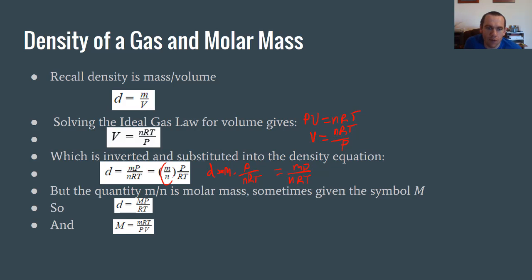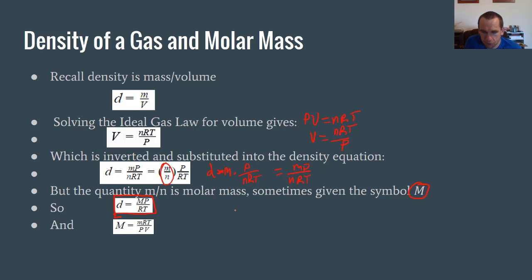Now that M over n is the definition of molar mass. So we can replace that with the capital M for molar mass. That's grams per mole. Remember, that is the same as the atomic mass on the periodic table. It's grams per mole instead of atomic mass units. So this is just another expression for density. Density equals molar mass times pressure divided by gas constant R times temperature. And this lets us know the density of any gas at these pressures and temperatures.